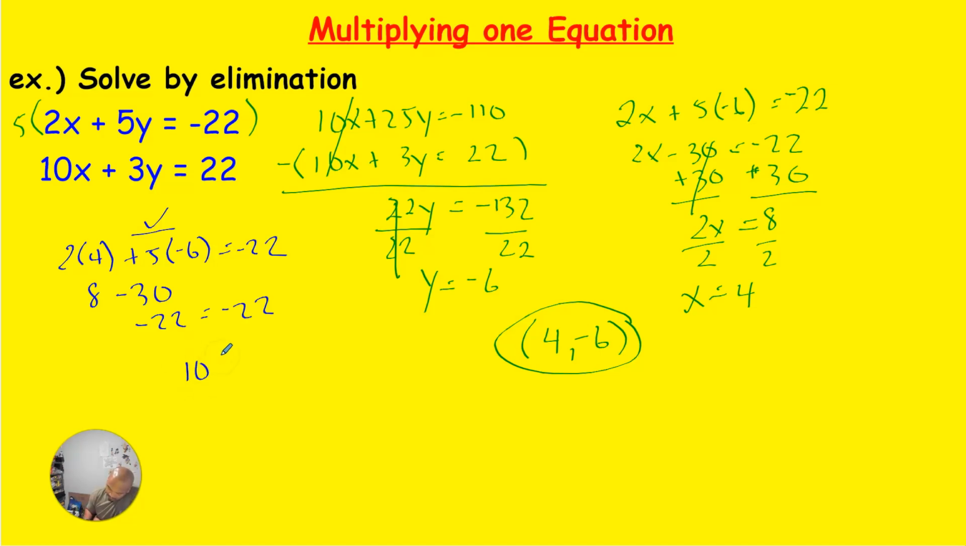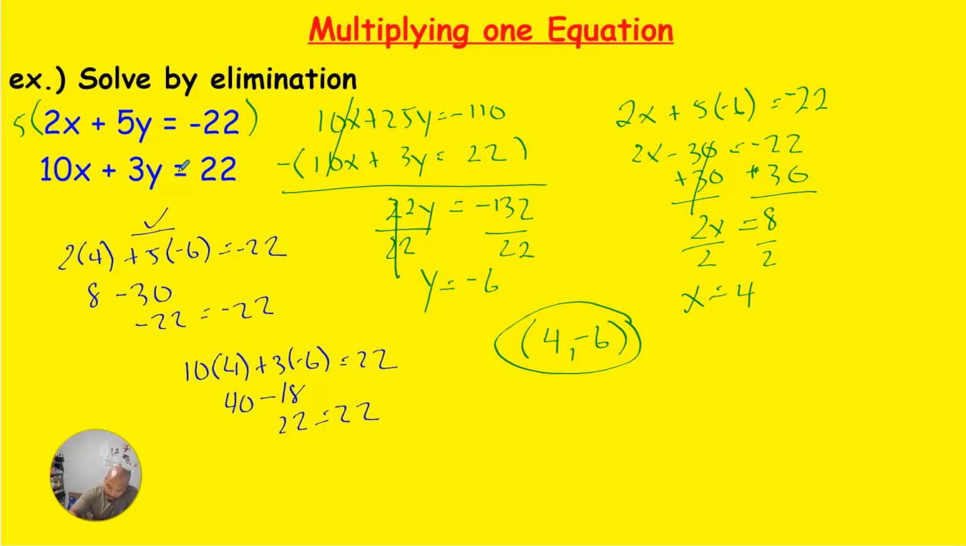So we wind up with 10 times 4 plus 3 times negative 6, which equals 22. And we wind up with 40 minus 18. And that winds up being 22 is definitely equal to 22. So as you can see, this checks out, and this is our solution for our system of equations, all right? This x and y value works for both equations, okay?